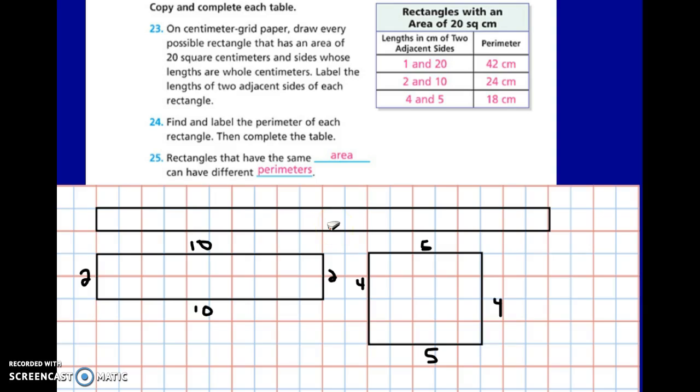So today we talked about how to find the area and a perimeter of a rectangle. Great work.